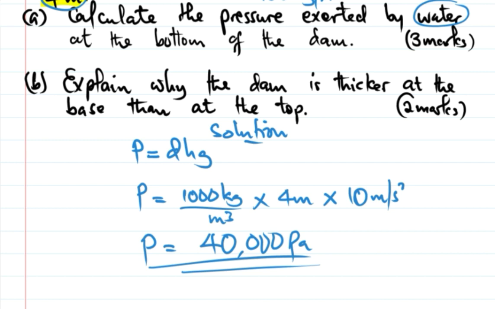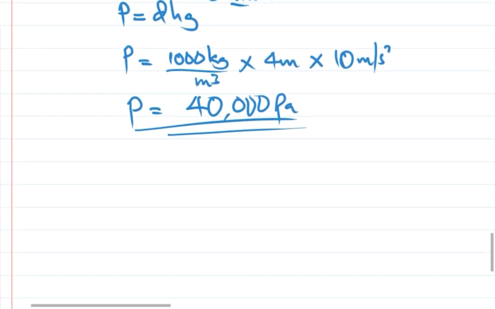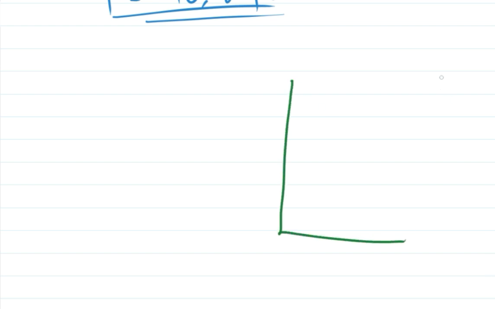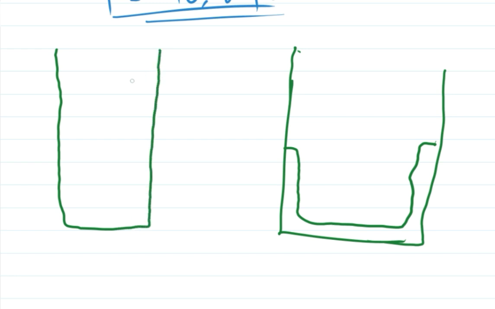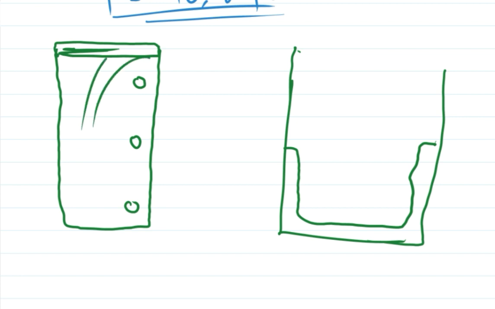Now we should explain why the dam is thicker at the base than at the top. The reason why they do that is that the physics applied is liquid pressure. Let's say this is our bottle, or a can, and we have some holes: hole number one at the top, a hole in the middle, and a hole at the bottom. And we fill this can with water.